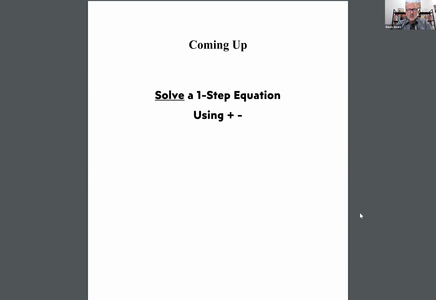So coming up, we will actually look at the steps. We will actually solve equations using addition and subtraction. Now that we understand that addition and subtraction are inverses, they cancel each other, become 0, and that 0 just disappears. And so we'll actually do the steps that use the inverse operations to get the variable by itself. That's coming up in the next video.